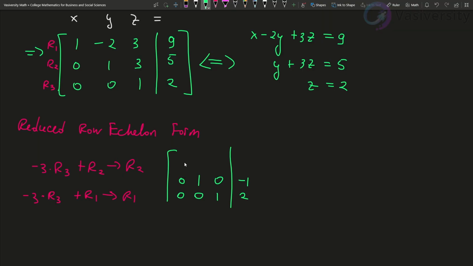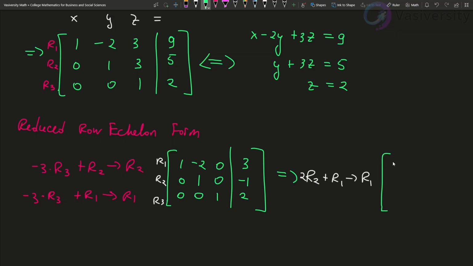So it's going to be 1, -2, 0. And then here, we will multiply by -3, so it's going to be 3. Now that's going to be our new row 1. So now we've got to get rid of that -2. So we're going to have 2 times row 2 plus row 1, change row 1. So our final answer is 1, 0, 0, 1, 0, 1, 0, -1, 0, 0, 1, 2.